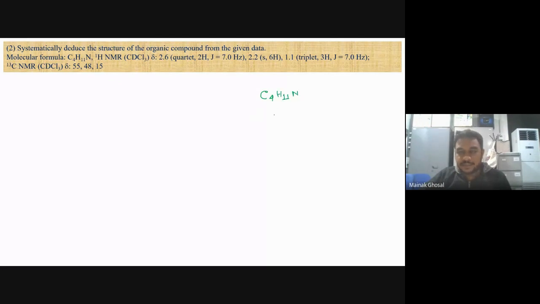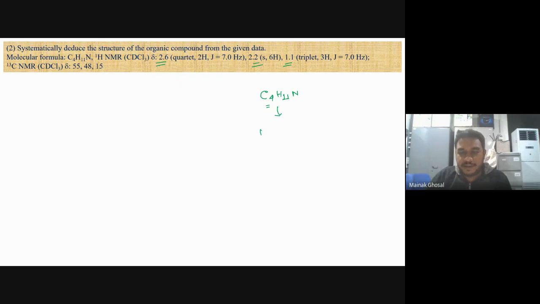Okay. So you see, this didn't cross 6, so there is nothing aromatic, because aromatic needs a minimum of 6 or 5. Here this is 4. So you generally expect some aliphatic kind of compound. Now here you are given a delta of 2.6, 2.2 and a triplet of 1.1.